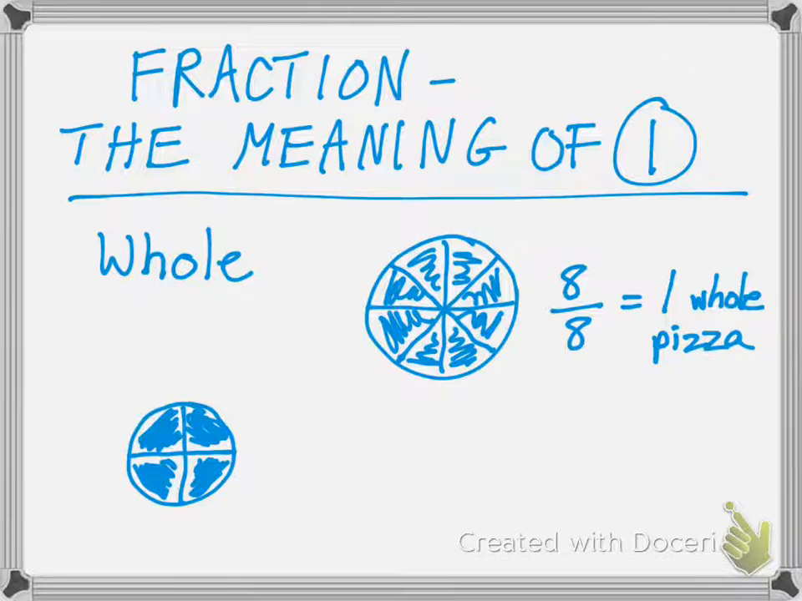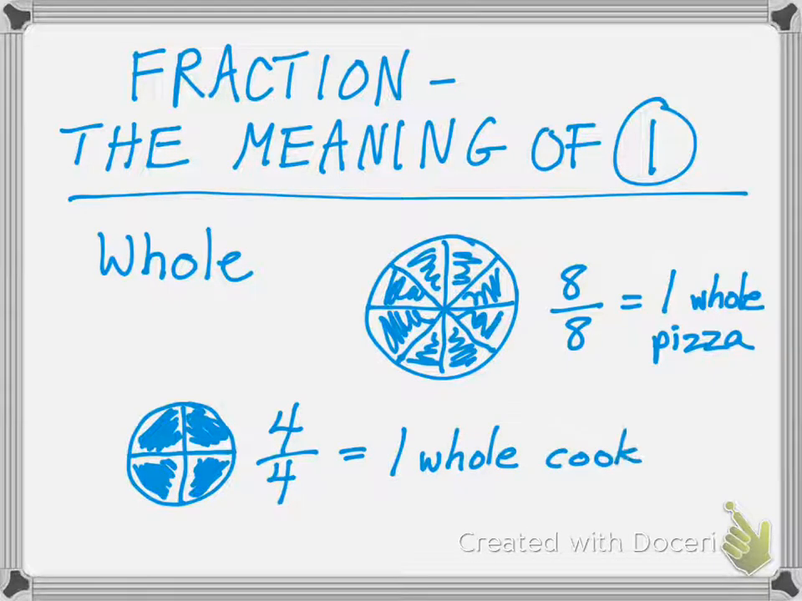But we have 4 possible sections and all 4 of them belong to you. You have them all. So if we have 4 out of 4 sections, we have one whole cookie. And you should be writing this down, drawing your pictures, and when you are finished, you can go on in the video.